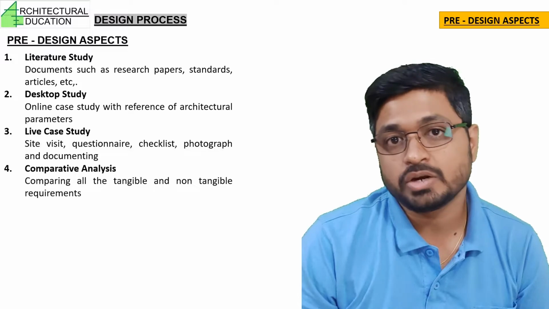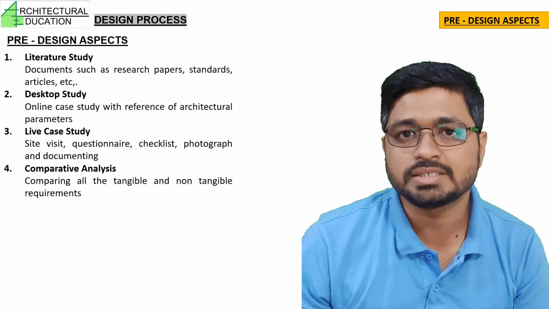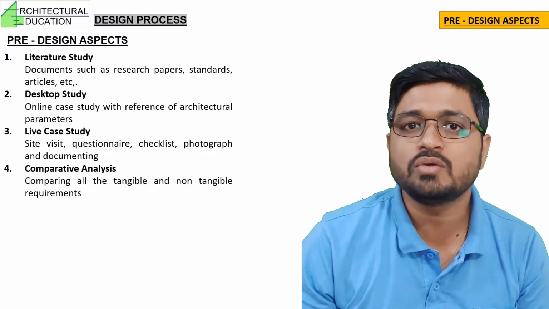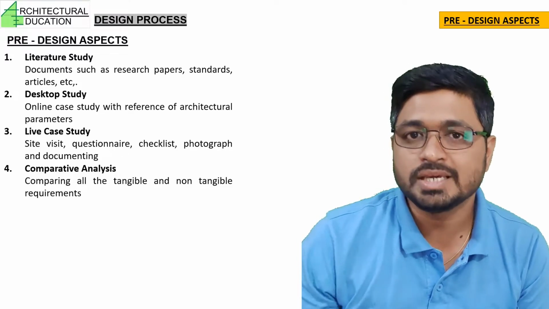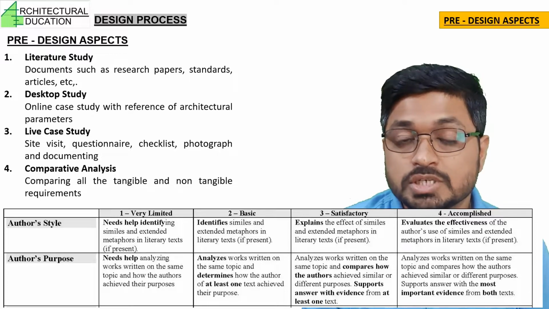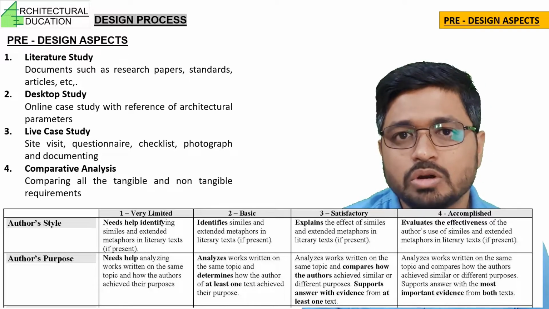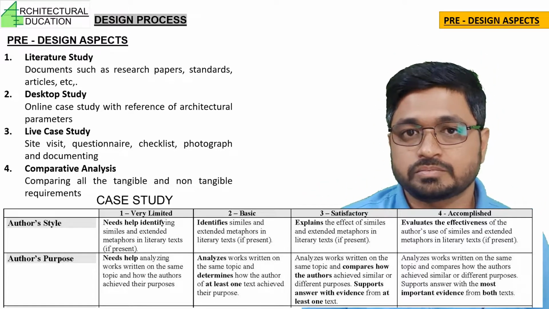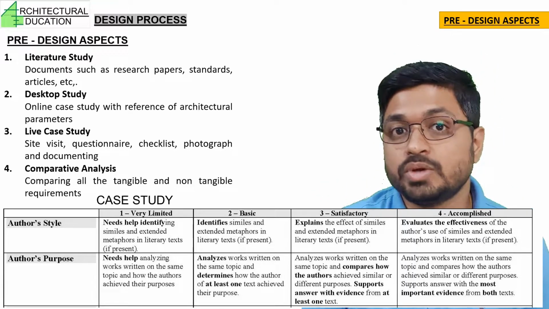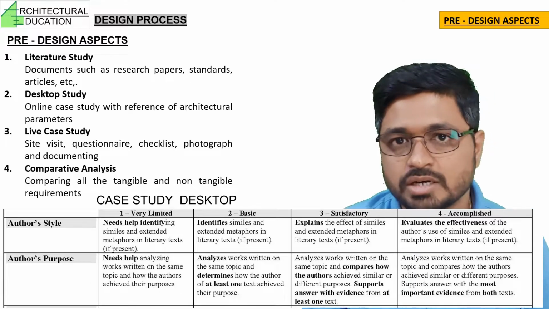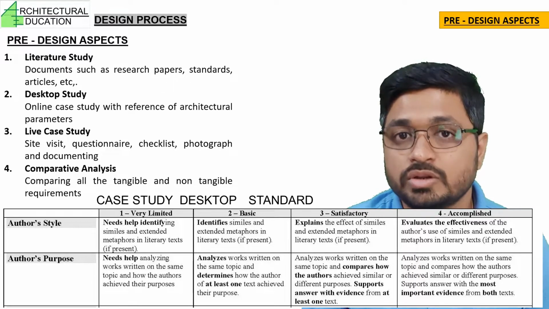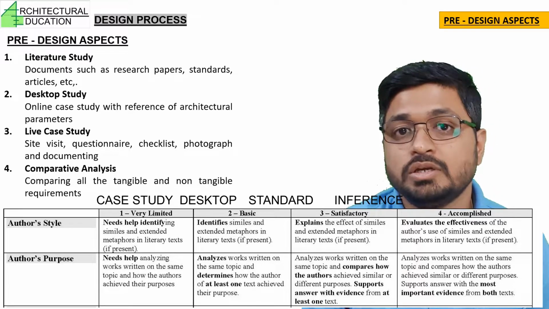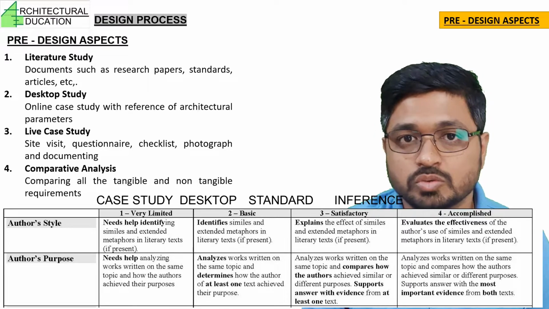Next one would be the comparative analysis. Whenever you have done certain case studies, either live or online, you have to compare all the things, putting them parallel to each other. So you must make a tabular column. In the tabular column you can put the first series with case study 1, case study 2, case study 3, and you can also include standards there. And at the last one you can put an inference. The parameters could be the area requirements.